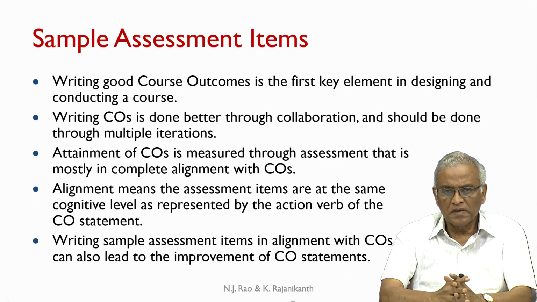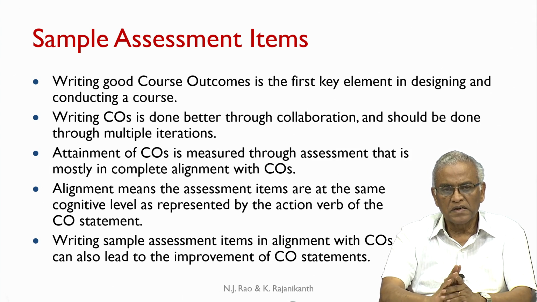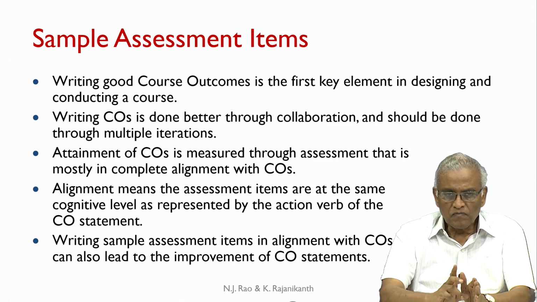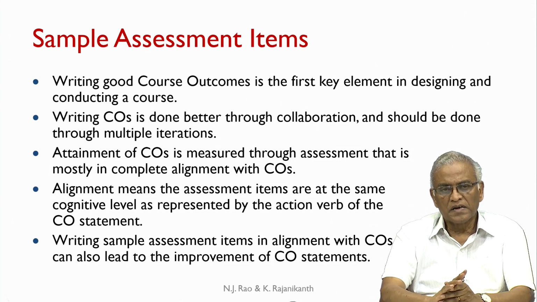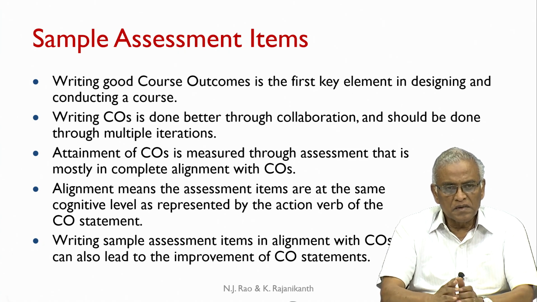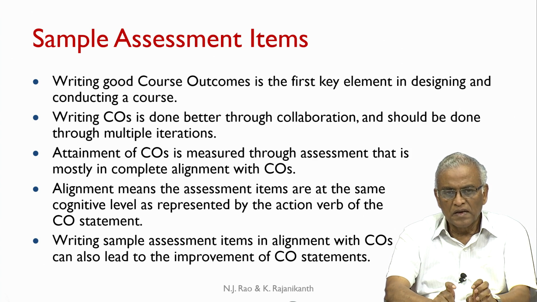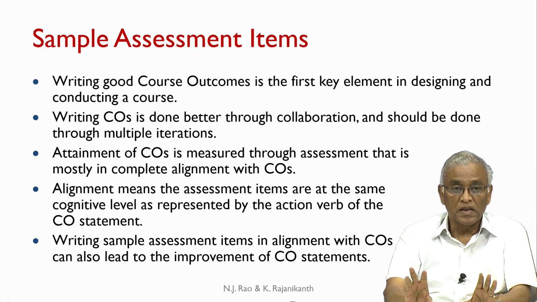Attainment of COs is measured through assessment that is in complete alignment with the CO. We have defined what is meant by alignment with an outcome, and in the context of the taxonomy table, the assessment and the CO should be in the same cell of the taxonomy table. Or in another way, alignment means the assessment items are at the same cognitive level as represented by the action verb of the CO statement. That is what we call alignment.